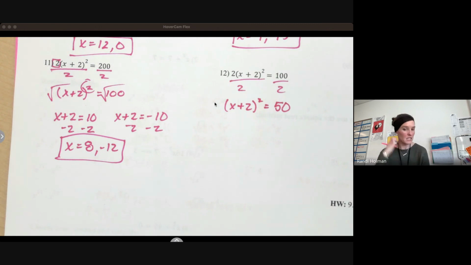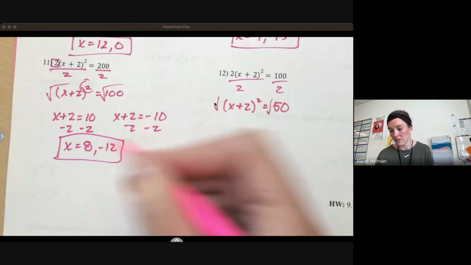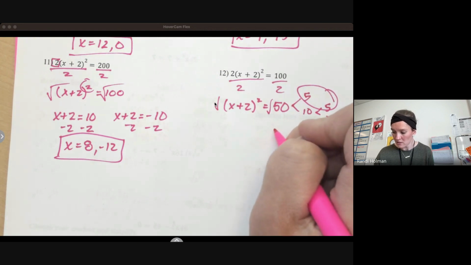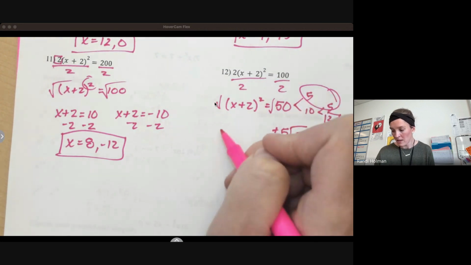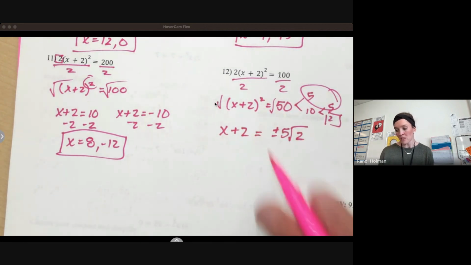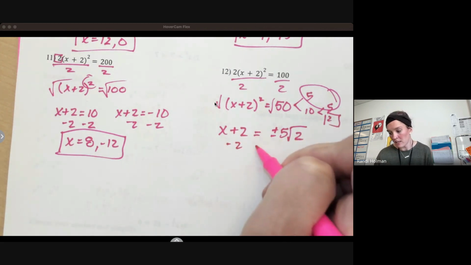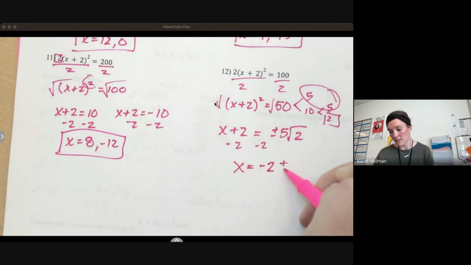Okay, this one's a little different. 50 is not a perfect square, so when I go to take the square root, I'm going to get a radical as my answer, and that's okay. It just actually makes it a little simpler with our solving, because here I get the square root of 50, which is 10 times 5. 10 is 5 times 2. Pair of 5, so we'll get plus or minus 5 root 2 equals x plus 2. Well, I'm not actually going to add or subtract the 2 to that, so I can just leave it here and subtract 2 from both sides, and we'll get x equals negative 2 plus or minus 5 root 2.